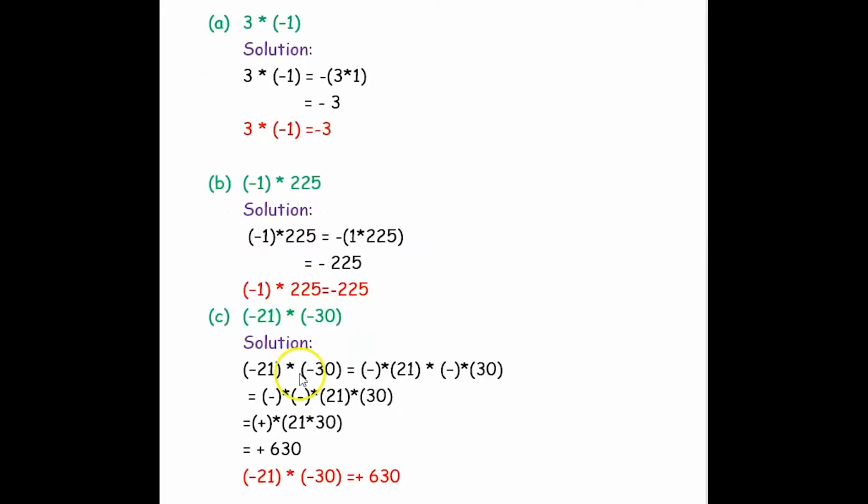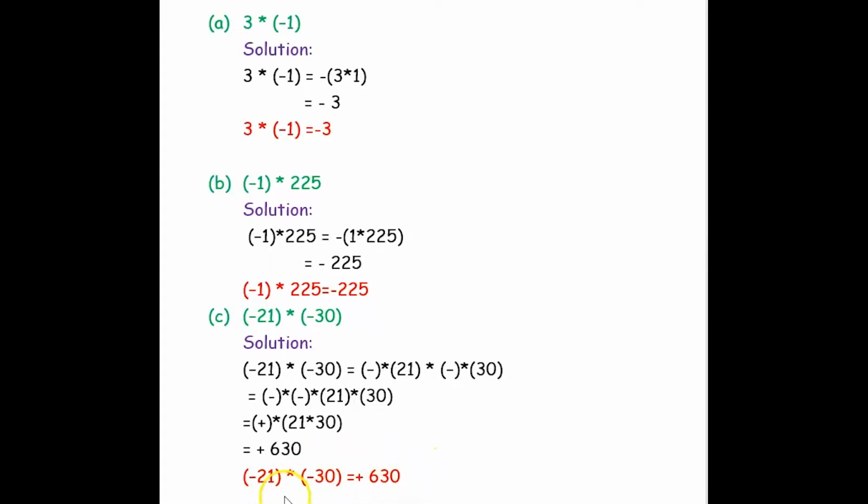Next is negative 21 into negative 30. So, here we can split the given question like this: negative into 21 into negative into 30. I am rearranging it as negative into negative into 21 into 30. So, we know that negative into negative will become positive. So, positive into, we can multiply the integers. So, that is 21 into 30. 21 into 30 is 630 and we have the positive sign in the front. So, negative 21 into negative 30 is positive 630.